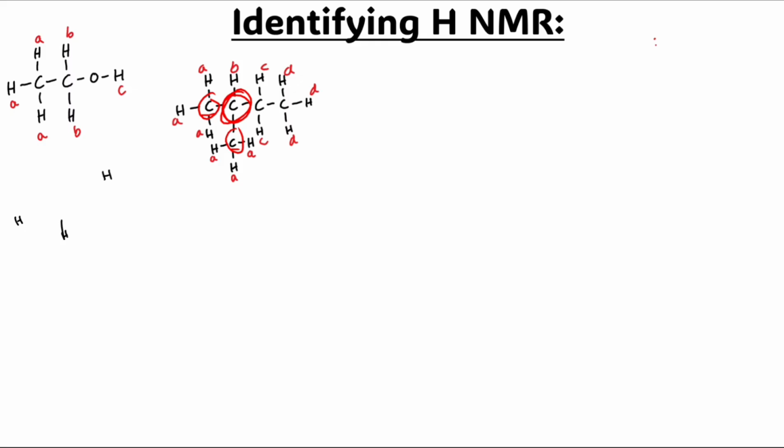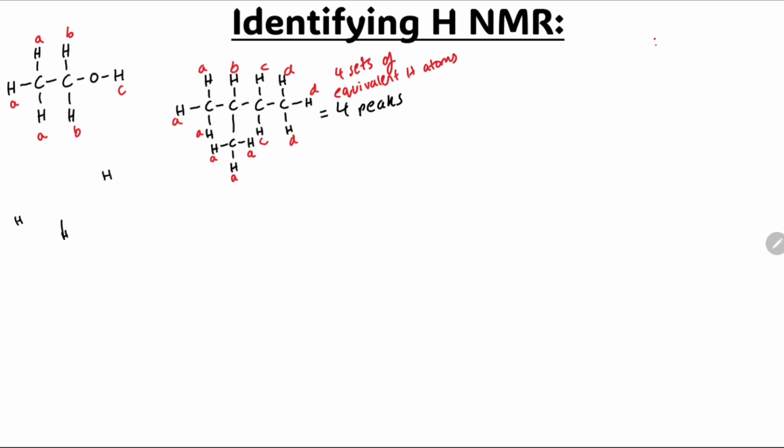Remember the symmetry, guys. Let me do my symmetry line, if it's easier. There's my symmetry line, and you can see which hydrogens are different, which hydrogens are the same, and so forth. So therefore, this would have 4 peaks, which means 4 sets of equivalent hydrogen atoms.